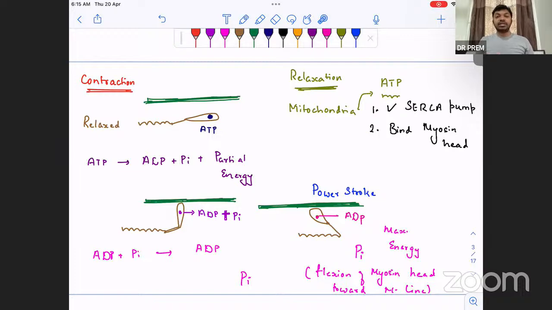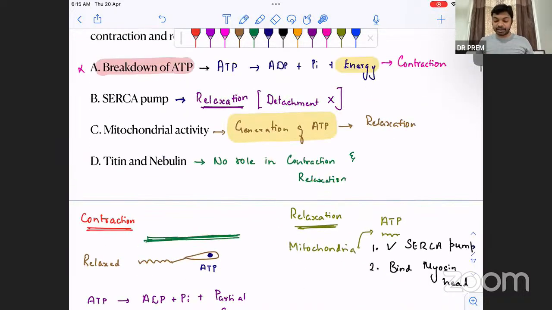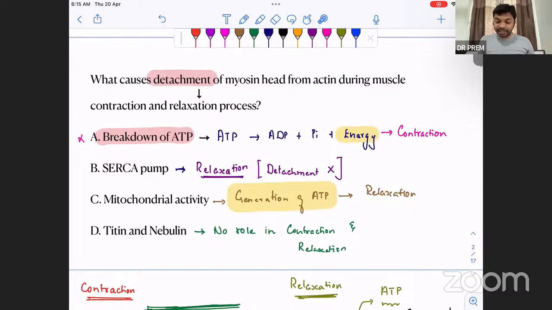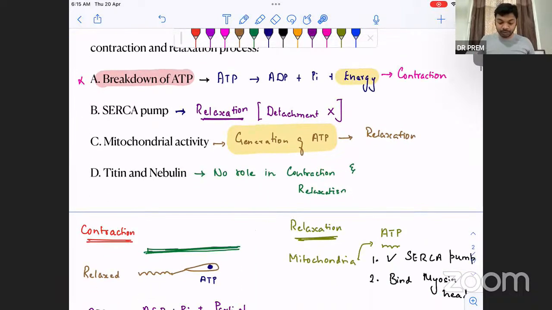So that's muscle relaxation. And this is the reason why mitochondrial activity is going to be the best answer for the question: what causes detachment of myosin head from actin? It requires a full molecule of adenosine triphosphate. All right, people. So mitochondrial activity is going to be the best answer for this question.